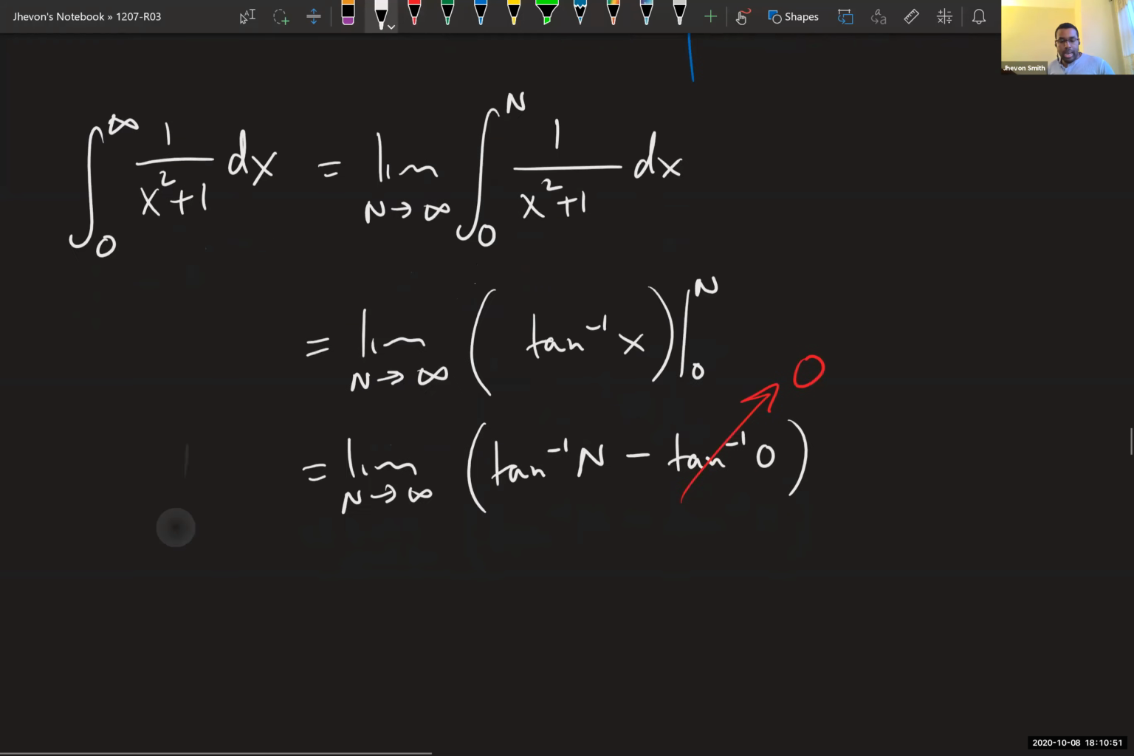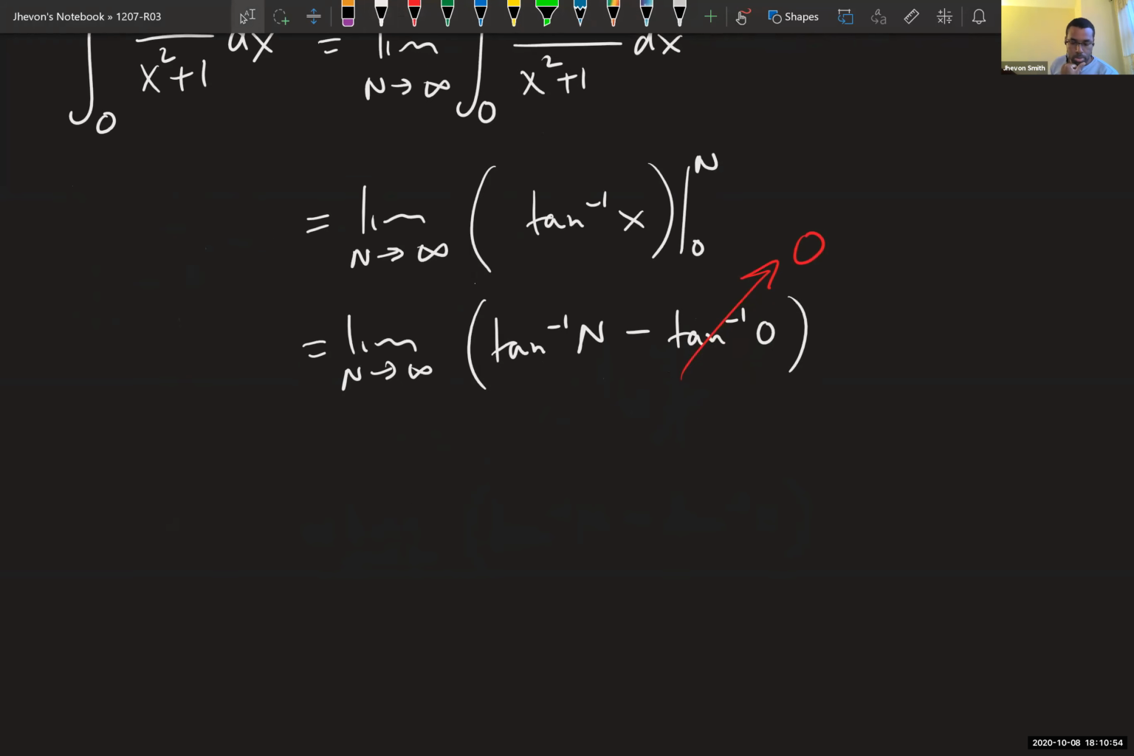All right, so as n goes to infinity, what does tan inverse of n approach? Doesn't it oscillate? So is there no answer? No, the tan inverse graph doesn't oscillate. Does it approach infinity? No. It approaches pi over 2.